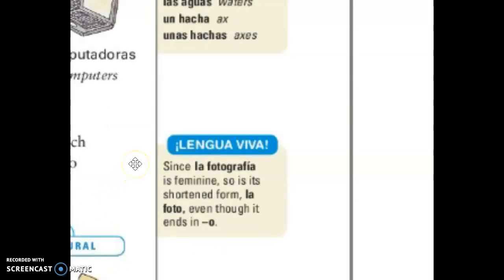Another rule I'd like to point out is since la fotografía is feminine, it is also feminine in its shortened version. Just like in English, many years ago when photographs were relevant, they were called photographs, and now, of course, we call them photos or pictures. But just like in English, in Spanish, the shortened form is foto. So even though it ends in O, the full name fotografía ends in A, so you're always going to use the feminine la or una in front of foto.